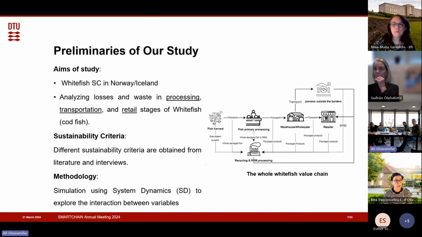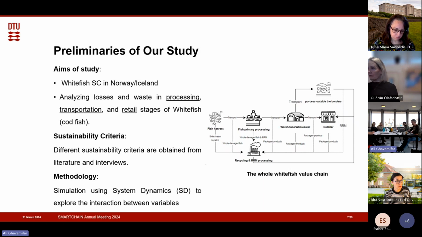Then we have a methodology for our study, which is simulation using system dynamics. And why we use system dynamics is that we want to model the interaction between the variables that we have in the whole whitefish value chain. So you can see on the right side of the slide that we have just considered the fish that are harvested from the sea, and we didn't consider the aquaculture farm or the fish that are imported from other countries. So this is the value chain that we are working on now.